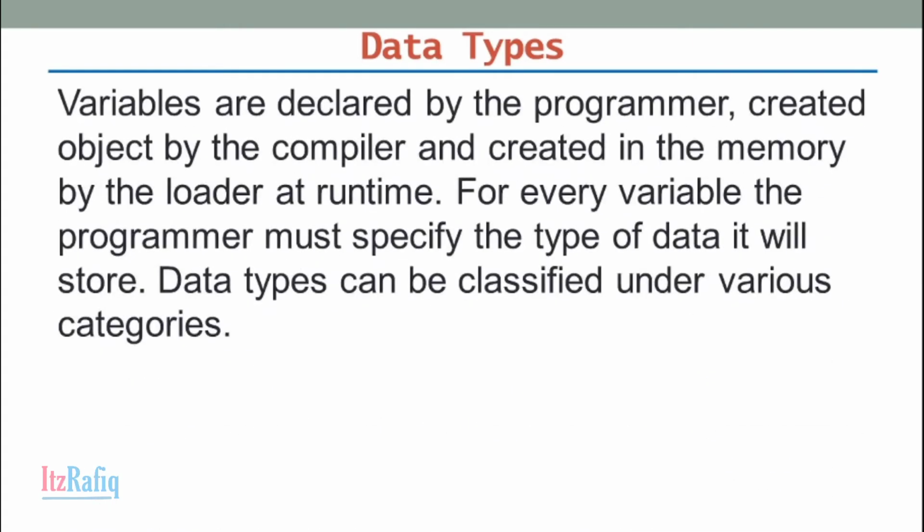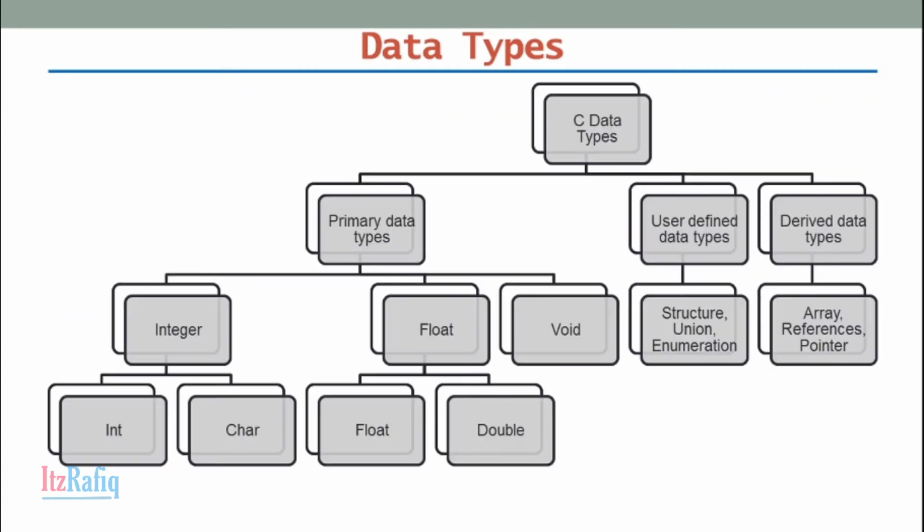Variables are declared by the programmer, created object by the compiler and created in the memory by the loader at the runtime. For every variable, the programmer must specify the data types, means which type of data they will store. Data types can be classified under various categories. Mainly there are three data types: primary data types, user defined data types and derived data types.